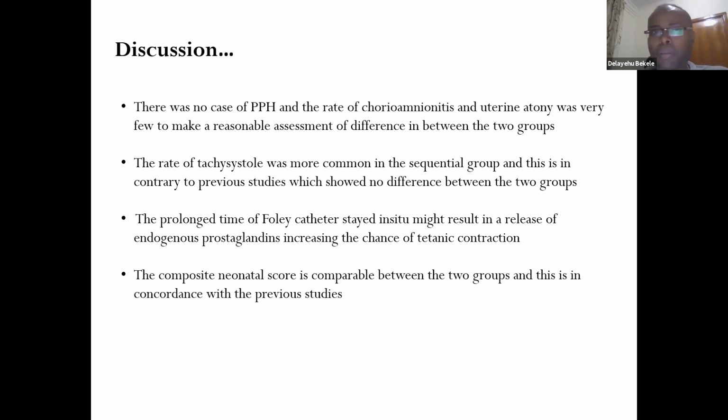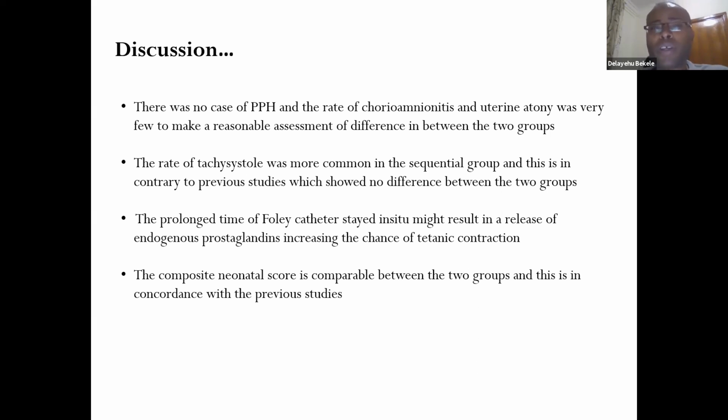There was no case of postpartum hemorrhage, and the rate of chorioamnionitis and uterine atony was very few to make a reasonable assessment of difference between the two groups. And tachysystole was more common in the sequential group, and this is contrary to the previous studies, which have shown no difference between the two groups.